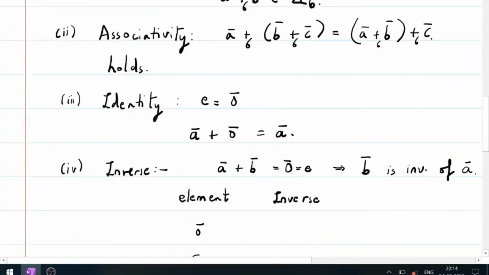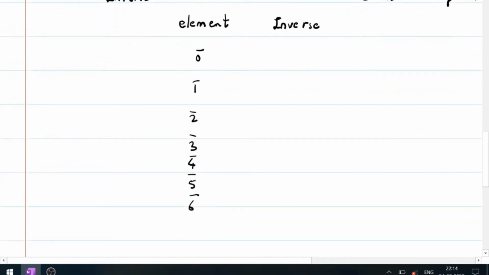So this means that the inverse of 0 is 0. Why? Because 0 bar plus 0 bar is 0 bar. The inverse of 1 bar is 5 bar because 1 bar plus 5 bar came to be 0 bar.